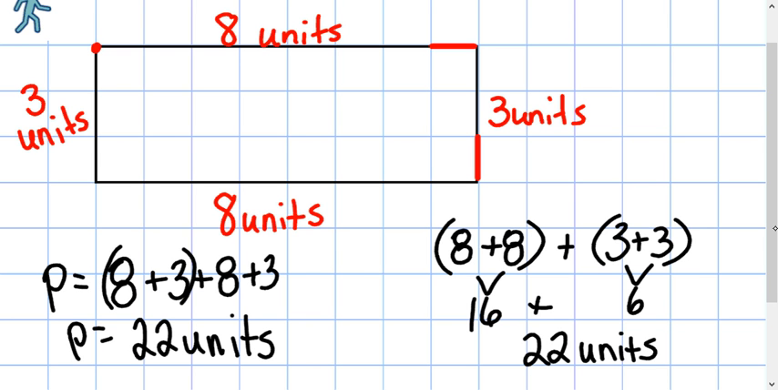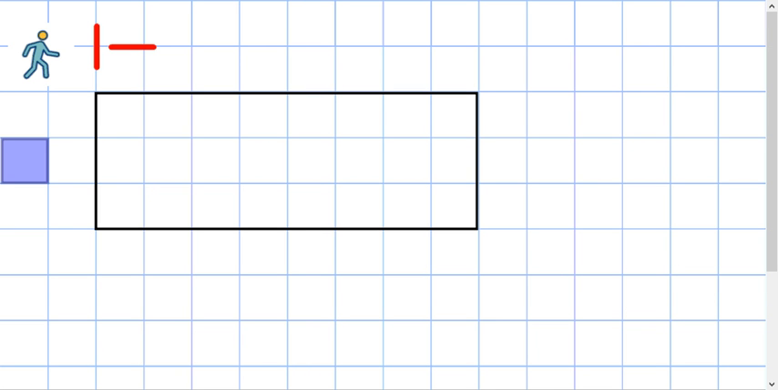All right, next, area. So we've already done perimeter, which is the distance around the outside. Area means we want to cover the space.